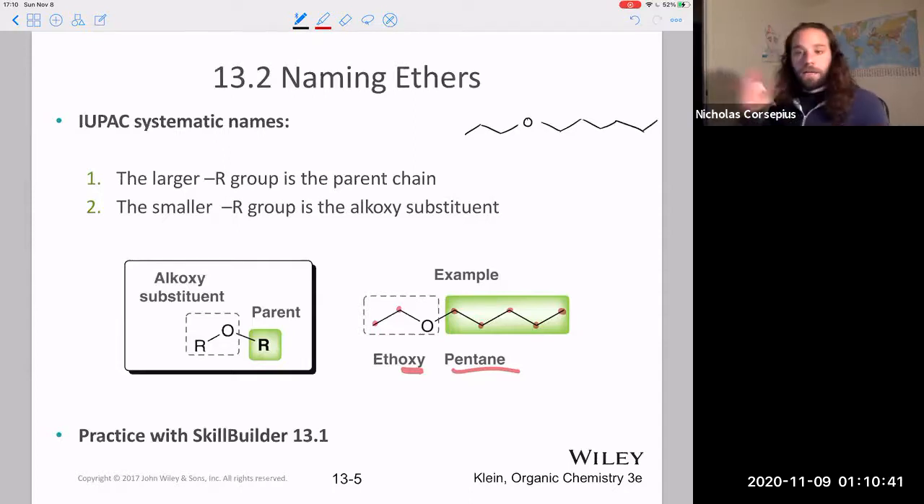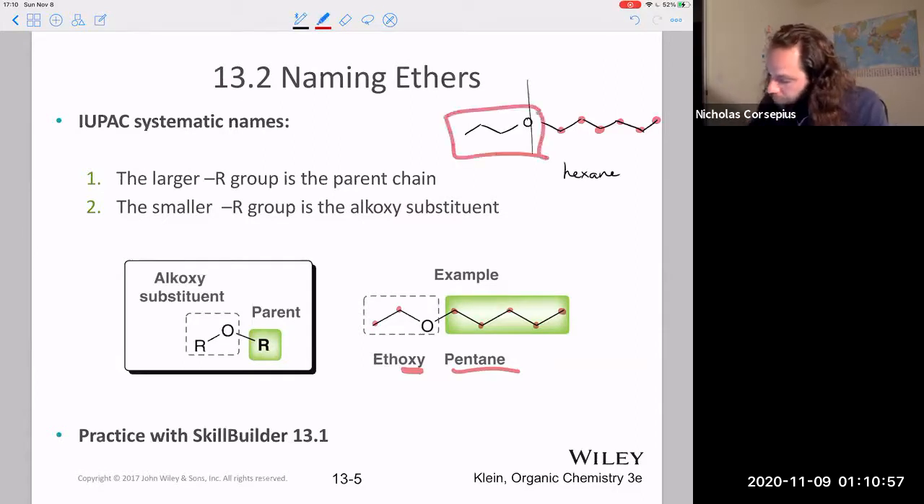Okay, again, cut your ether in half, figure out which chain is longer. In this case, it's this 1, 2, 3, 4, 5. Nope, that's not 5, that's 6. So this would be a hexane. And then our ether group, our substituent, has 1, 2, 3 carbons. So this is a propoxyhexane.